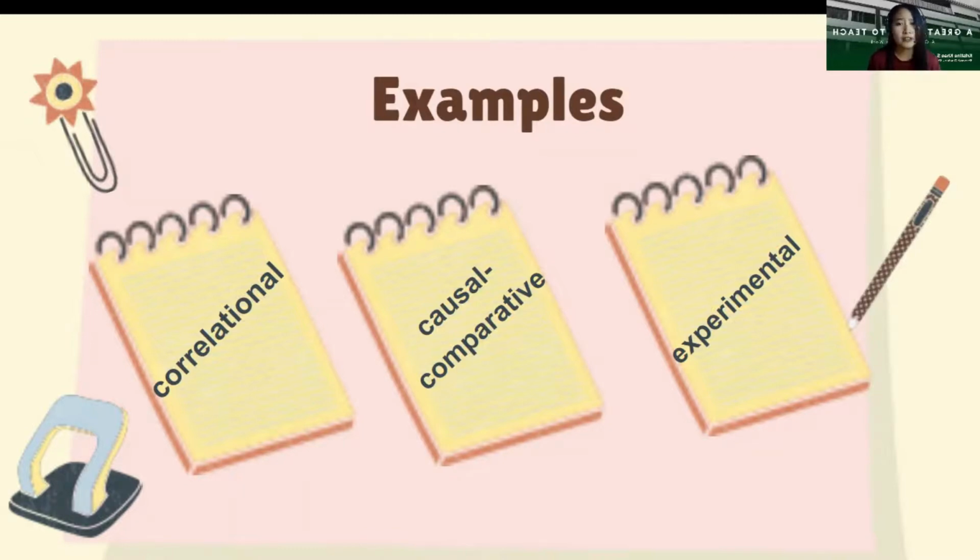How about causal comparative, ma'am? We can use the construction under null hypothesis, there is no significant difference. Under alternative, there is a significant difference. How about experimental? We can rely on the construction, there is no significant effect or change. For alternative, we can use there is a significant effect or change. So that's how we simply write or construct hypothesis depending on the kind of research design that we have.